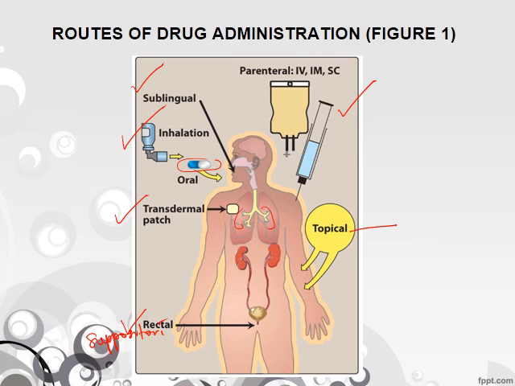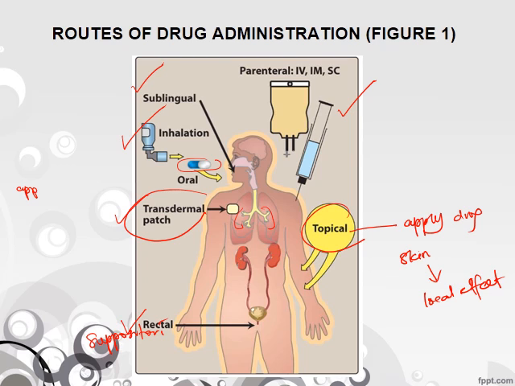So what is the main difference between topical and transdermal? For topical, you apply your drug onto the skin for a local effect. However, for transdermal, you apply the drug on your skin in order to pass through the skin and go into the systemic circulation, meaning they are intended for going into the blood.